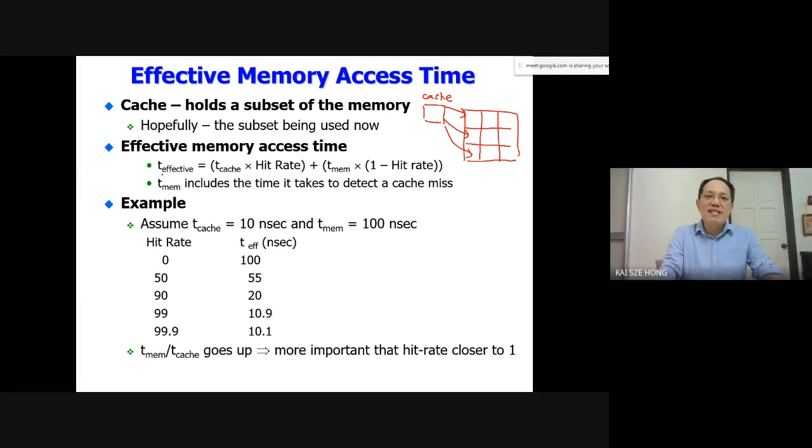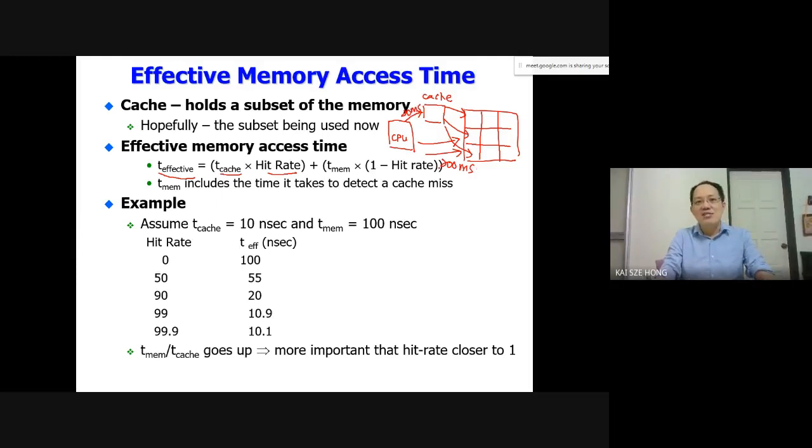So effective memory access time is basically the cache time multiplied by the hit rate, plus the memory time multiplied by 1 minus the hit rate. Whenever you cannot get it from the cache, you have to get it from the memory. So the CPU has two choices. One, you get the data from the cache. If not, then you have to get it from memory. So this one may be 200 milliseconds, this is 20 milliseconds. So definitely the time will be higher.